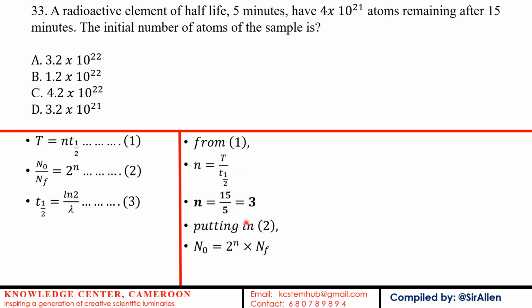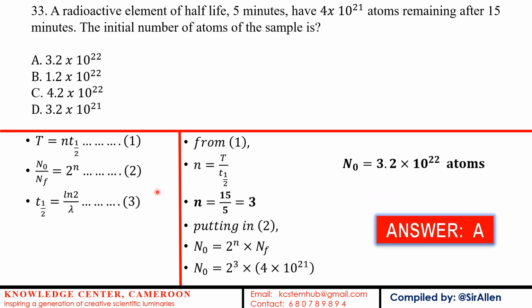Substituting, we're going to have our N0 to be 2 to the power n times N final. But what is our n? Our n is 3. So you multiply those, and N0 is 3.2 times 10 to the power 22 atoms. Please take note that this equation holds true even for activity. So you can use initial activity divided by final activity, and it gives you 2 to the power n. So our answer here is A.